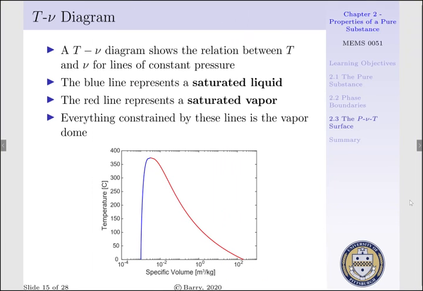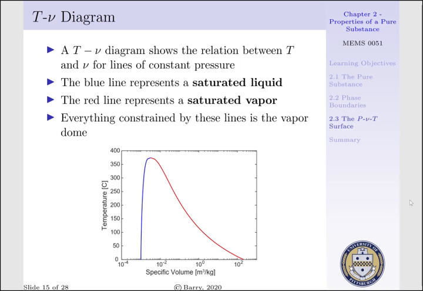A TV diagram shows the relationship between temperature and specific volume for lines of constant pressure. And a TV diagram for water is shown below, where we have temperature on our y-axis and our specific volume on our x-axis. The blue line represents a saturated liquid curve. The red line represents a saturated vapor curve. Everything constrained by these lines is referred to as the vapor dome.